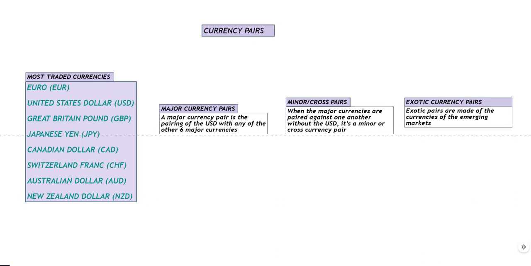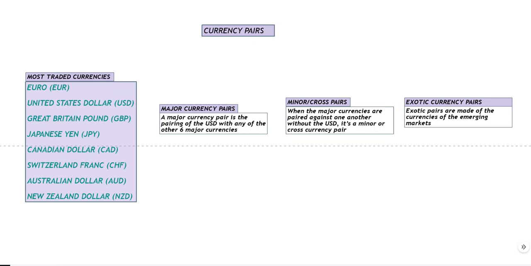Now the minor currency pair is when you pair the rest of the major currencies without involving the US dollar. So when you pair the euro with GBP, or you pair the JPY with CAD, or you pair the AUD with NZD, all these different pairings and permutations without the US dollar, then what you have there is the minor pairs or cross pairs.